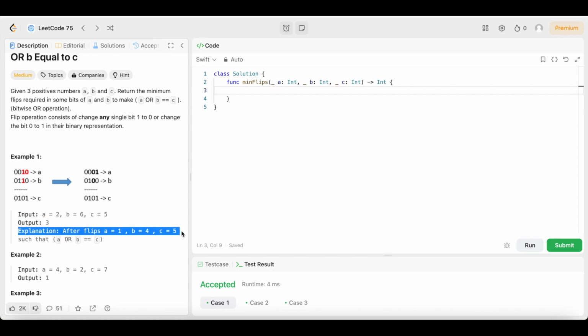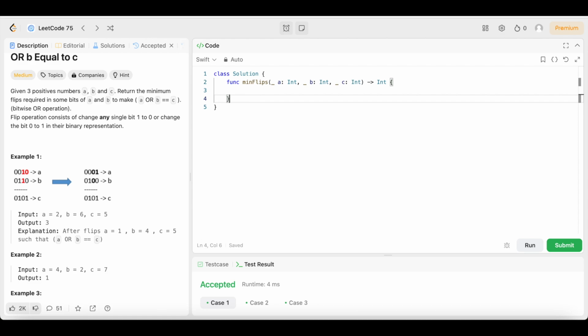I'm gonna break it down a little bit more too. So it says after flips A equals 1, B equals 4, and C equals 5, such that A OR B equals C. So let's see what they mean. Let's come over here so we can see. We started out with 2, which was like this. Then A was 2, B was 6, which looked like this, and we need C to look like this, right?